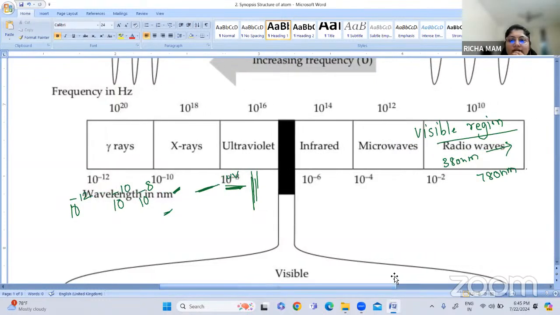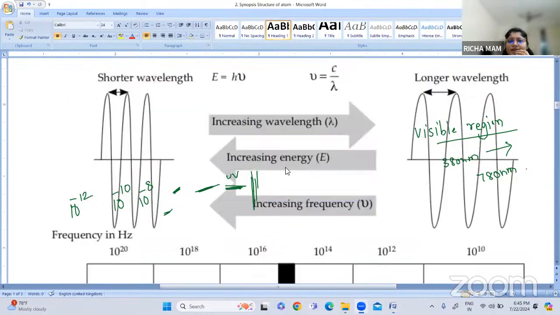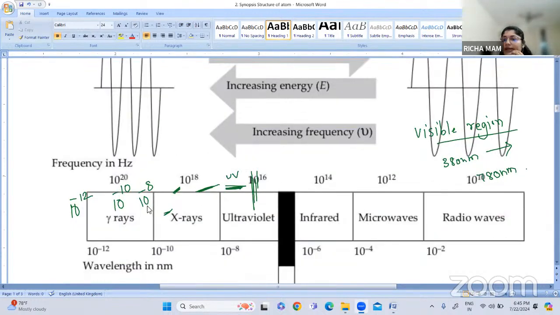Okay, so this is the frequency. Here, what you can see is the electromagnetic spectrum. It is arranged either in increasing frequency or decreasing wavelength.